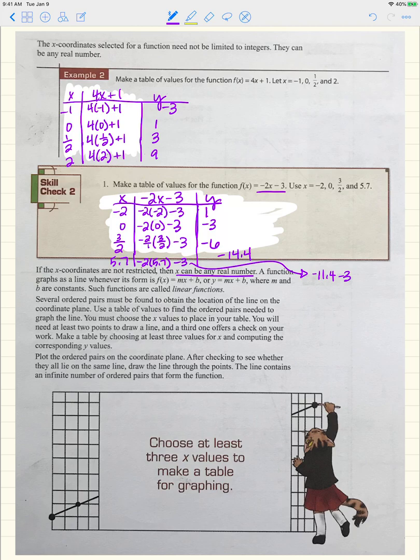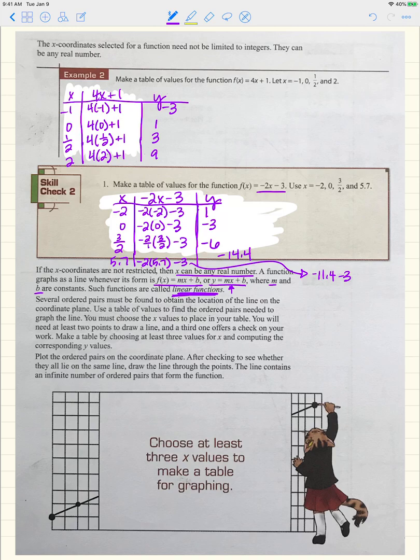If the x-coordinates are not restricted, then x can be any real number. A function graphs as a line whenever its form is f of x is equal to mx plus b, or y is equal to mx plus b, where m and b are constants. Okay, that means they never change. The only thing that would change would be the value for x. Such functions are called linear functions.